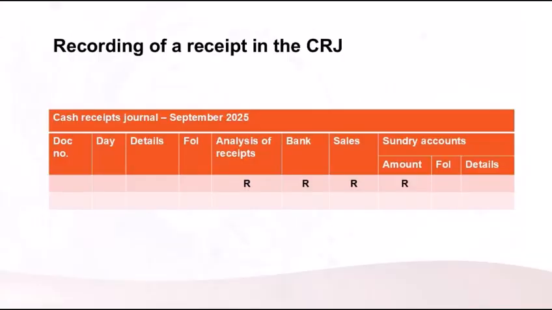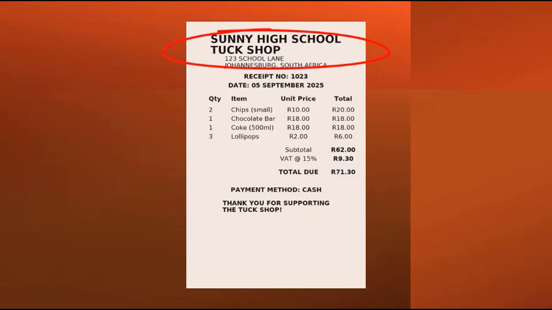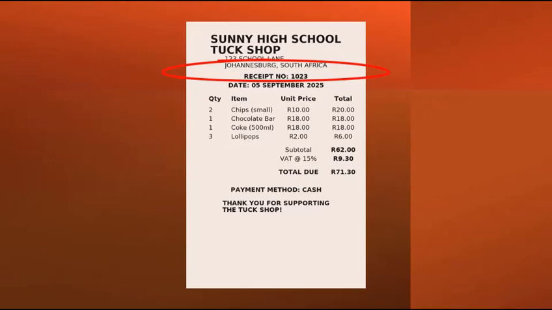If we now look at our cash receipts journal column headings, the first information we will need from our source document is the document number. On the top of our receipt is the school name, Sunny High School Tuck Shop. Then we have the address of the school. Directly under the address we see receipt number 1023. So that is the first information we are going to need.